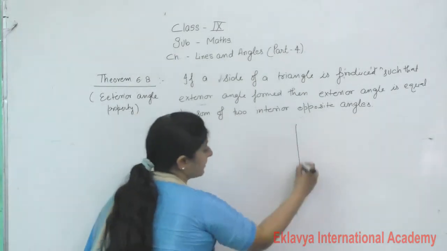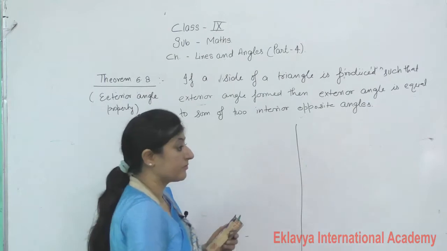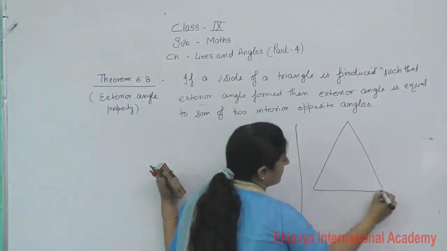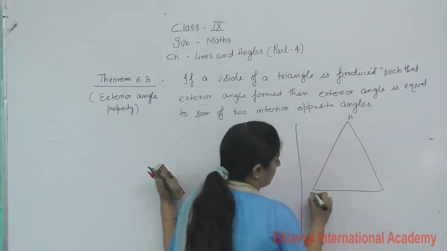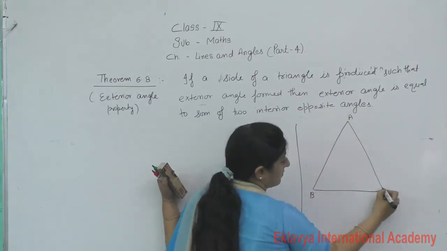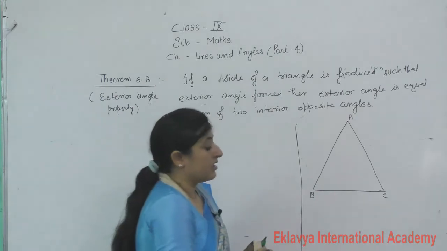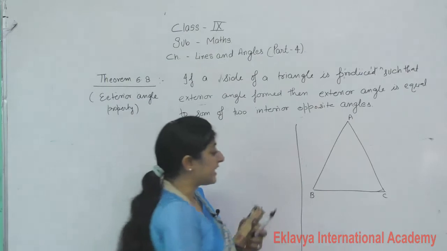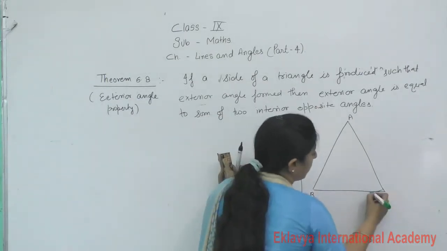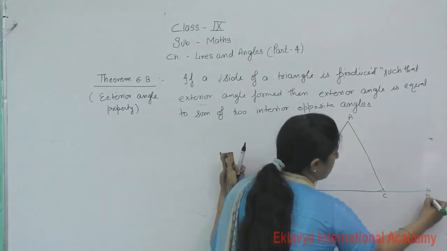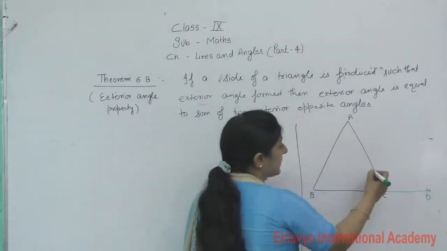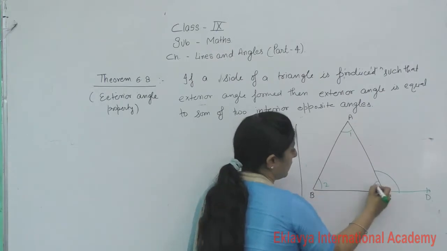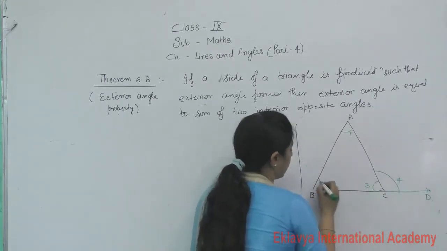How to prove it? Take triangle ABC. Suppose I produce, that means extend, any side we extend. I produce BC to D such that an exterior angle is formed. Suppose these angles are 1, 2, 3, then this one angle I take as 4.